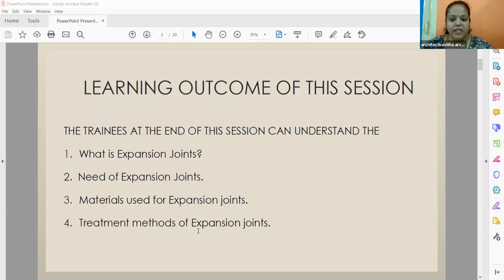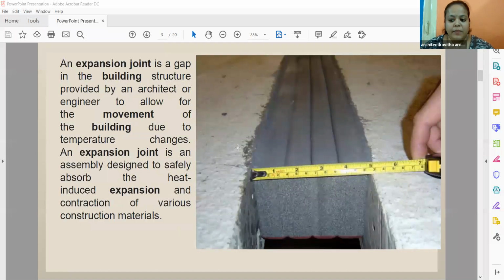This class is very simple. Everybody knows what a joint is, right? It can be even your human body. Why are joints necessary? For easy movement. So here also expansion joints are required in buildings for easy movement of the structure. It is very basic, and it is very easy to understand by seeing the pictures. I have a lot of pictures for you today, so you can understand it easily.